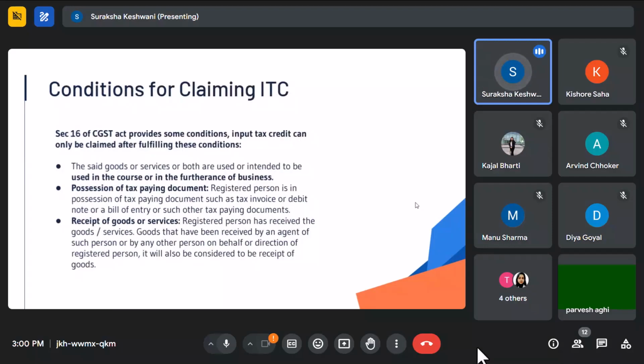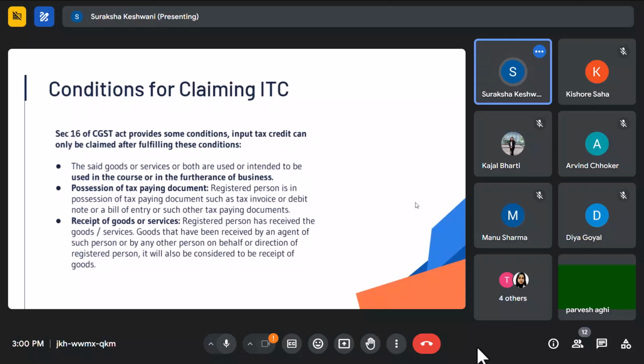Then there are a few conditions for claiming the ITC under Section 16. The first one is that the goods we have purchased are being used or are intended to be used in the course or furtherance of the business. So basically, ITC cannot be claimed on the final product. It can be claimed on the raw material or on the goods that are to be processed further and to be sold.